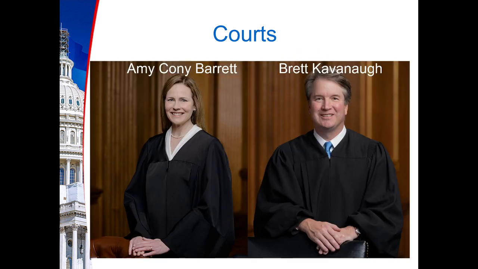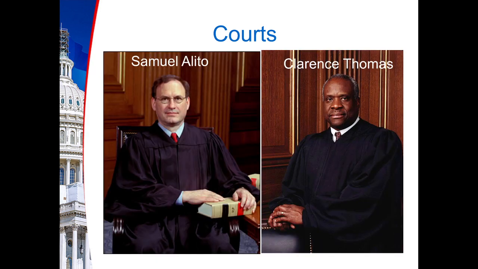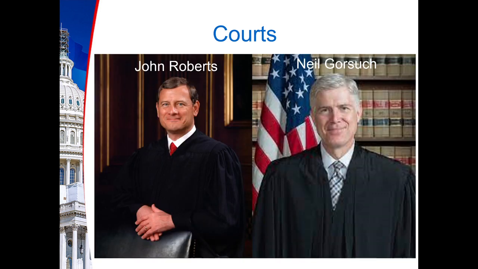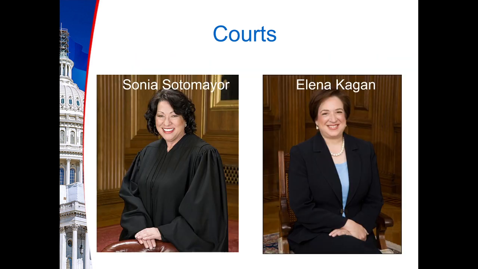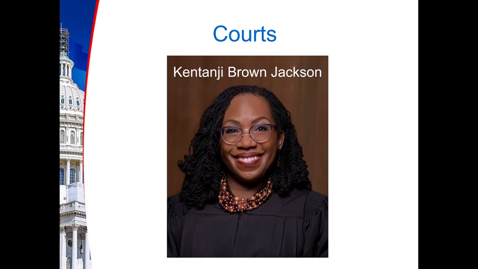If you look at the ideological makeup of these, we have the first 6, Amy Coney Barrett, Brett Kavanaugh, Samuel Alito, Clarence Thomas, John Roberts, Neil Gorsuch, who tend to vote more conservatively in their opinions. Sonia Sotomayor, Elena Kagan, and Ketanji Brown Jackson, who were appointed by Democrat presidents, tend to vote more liberal.